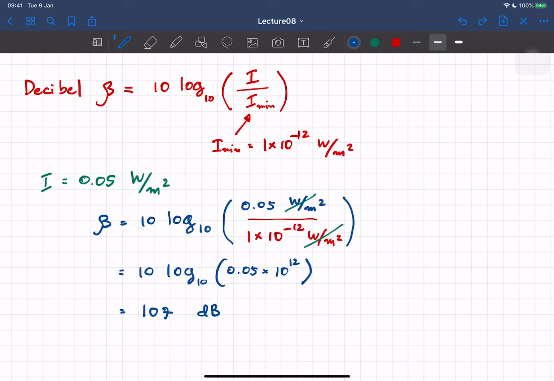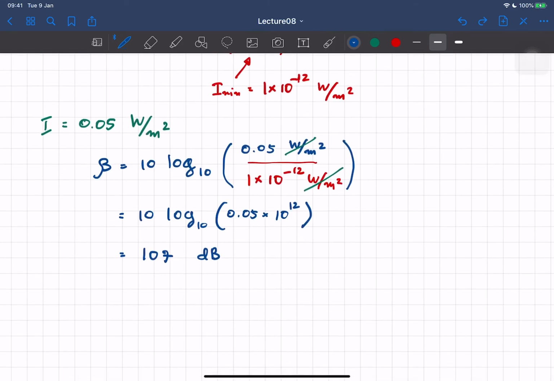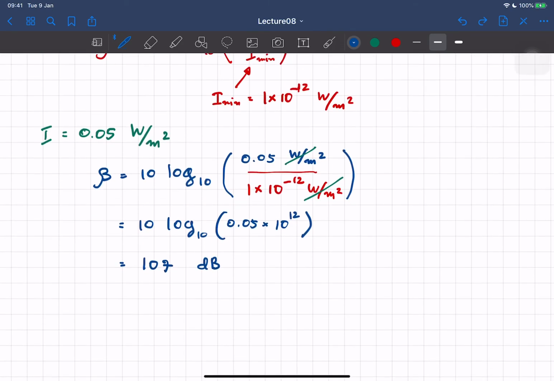Another thing I want to emphasize is that if you double the intensity, the decibel level does not double. That's probably the most common mistake that students make on the midterm. For example, if you double the intensity, so what do I mean? Well, instead of 0.05, you get 0.1 watts per meter square. You double the intensity. What's the decibel? And some people will just say, oh, it's just twice, because it's just 214 dB.